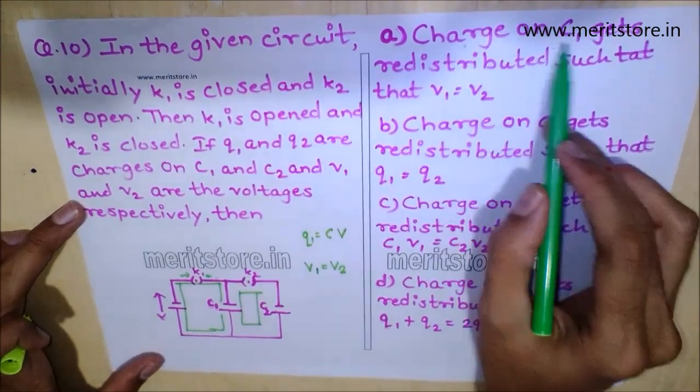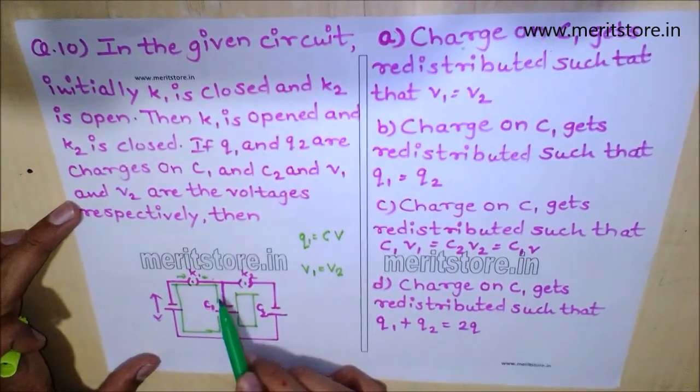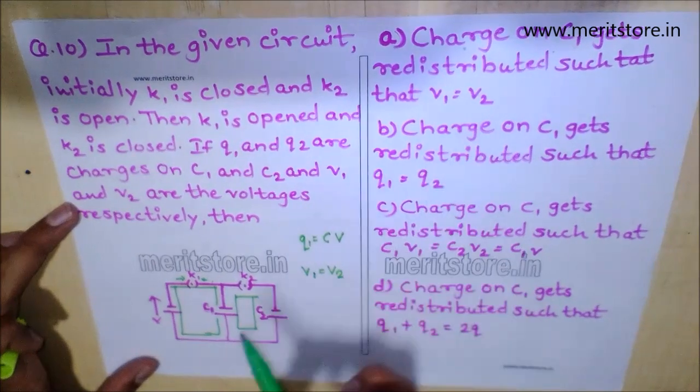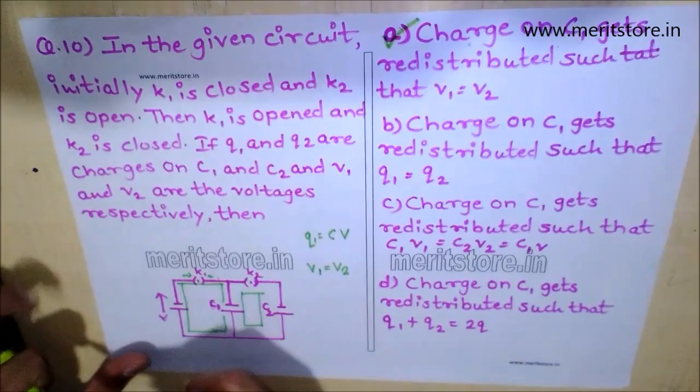So hence the charge on C1 gets redistributed such that V1, the potential on the capacitor C1, is equal to V2, that is the potential on the capacitor C2. So A is the right option.